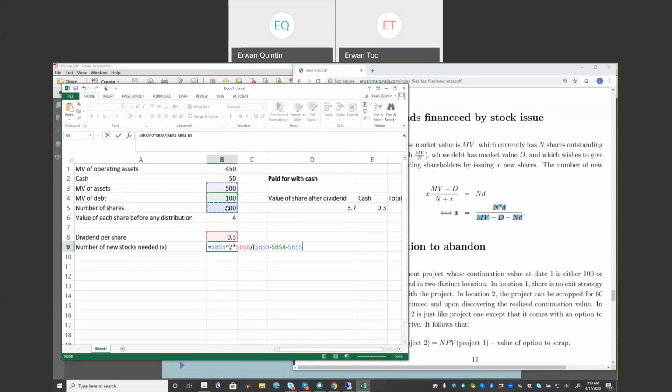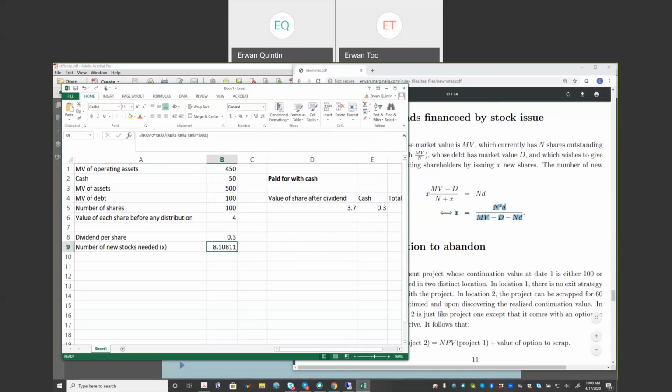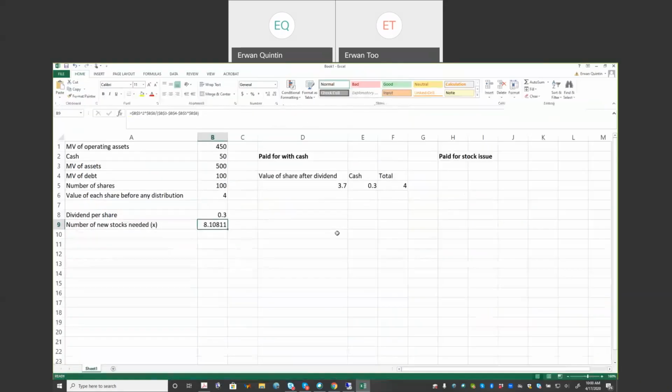That is good. F4 times the dividend per share, F4. Okay, I'm just checking that I did not make an obvious mistake here, and I'm going to push enter, and what it says is I need to sell 8.11 new shares or so. So soon enough, we will be able to check whether or not that is correct, whether that calculation worked, but it should if we did our algebra over here correctly.